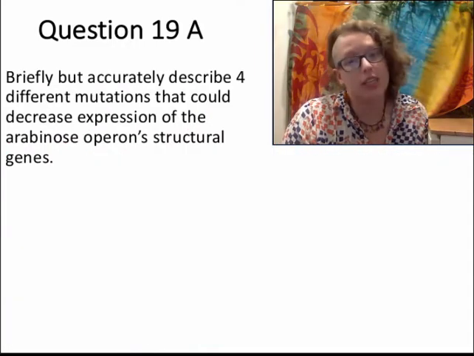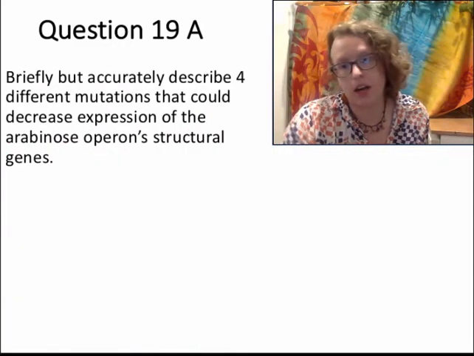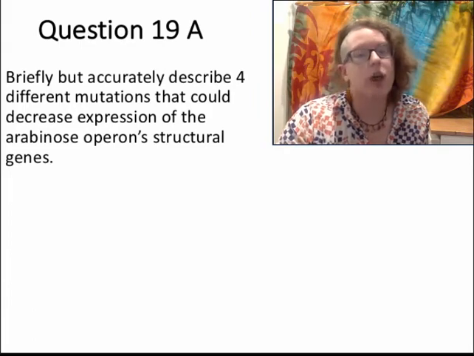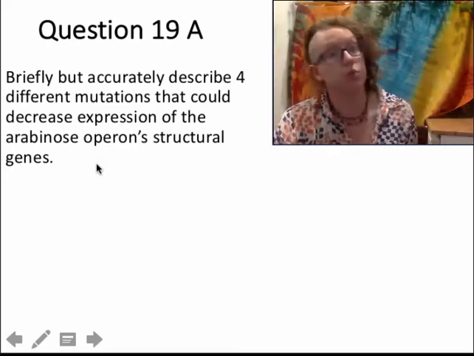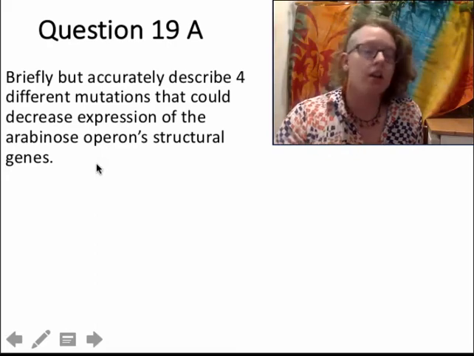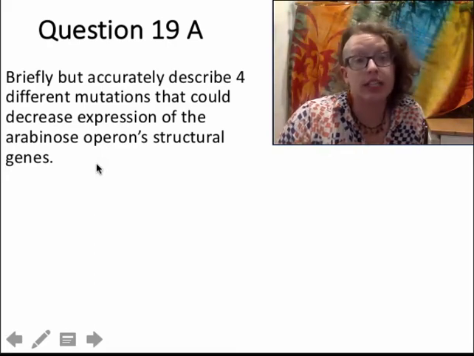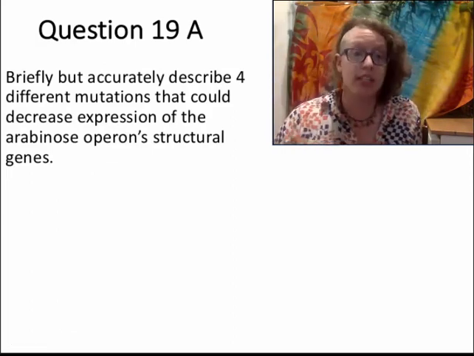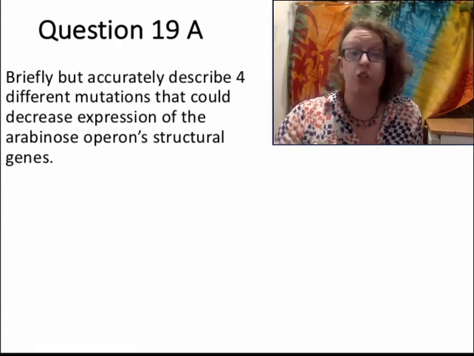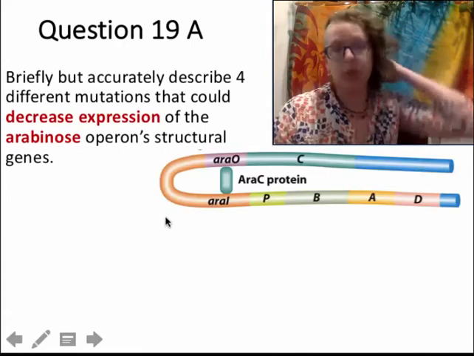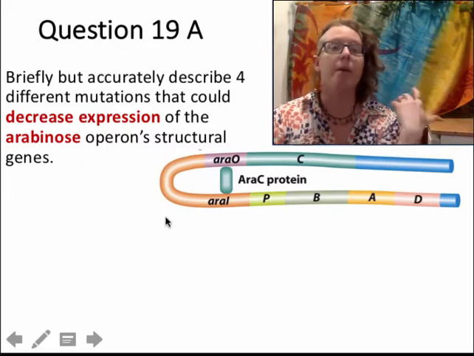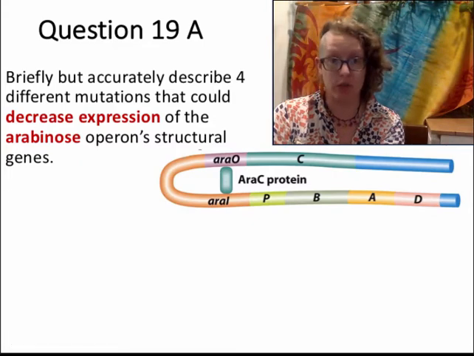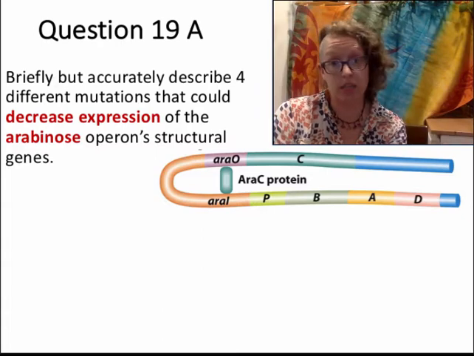Question 19, and I broke this down for A and B. Is there a C? Yeah, so I'm going to do A first and then do B and C together. So for A, question 19, briefly but accurately describe 4 different mutations that could decrease expression of the arabinose operon's structural genes. We're trying to find mutations that could mess up, decrease expression of arabinose. There are a bunch of different ways to mess up arabinose.